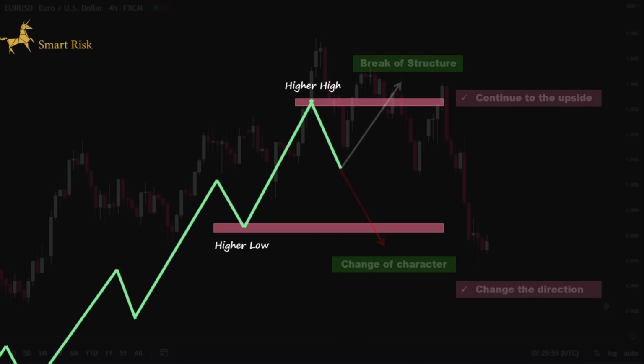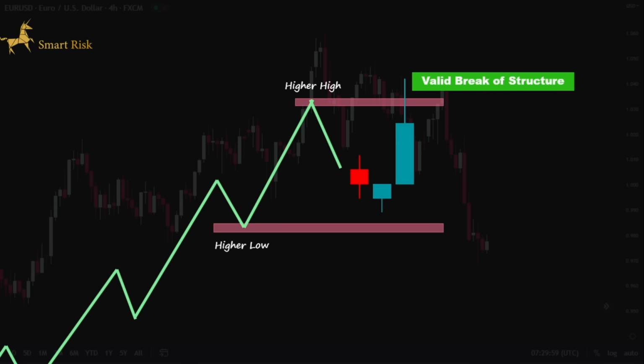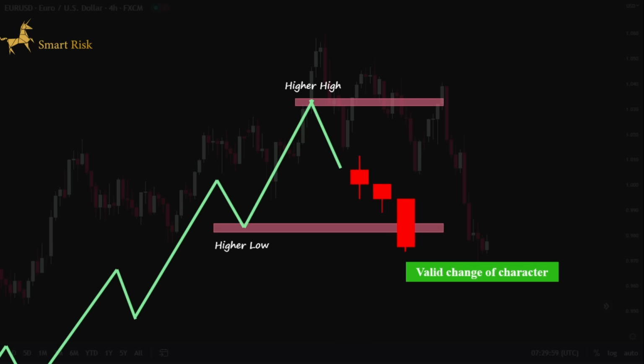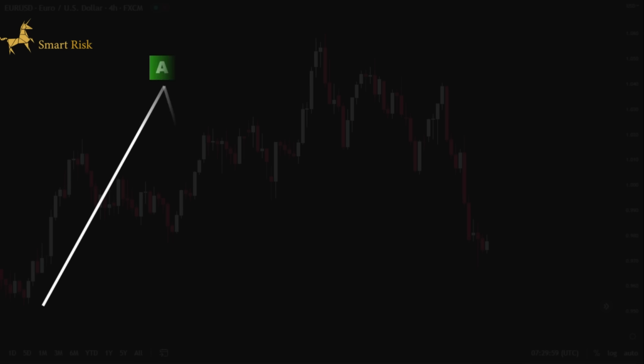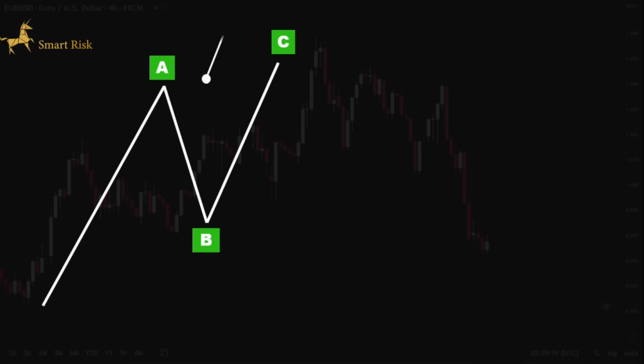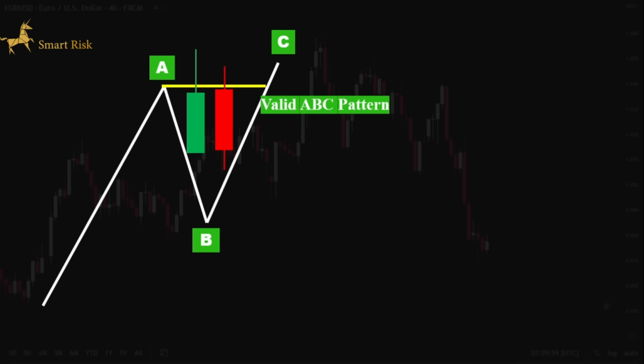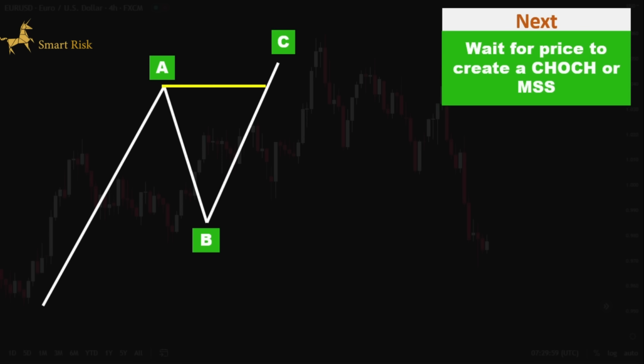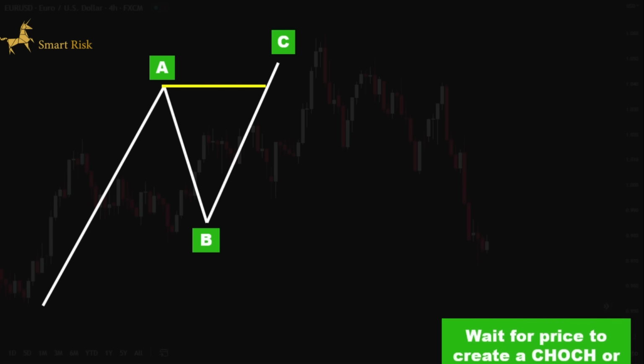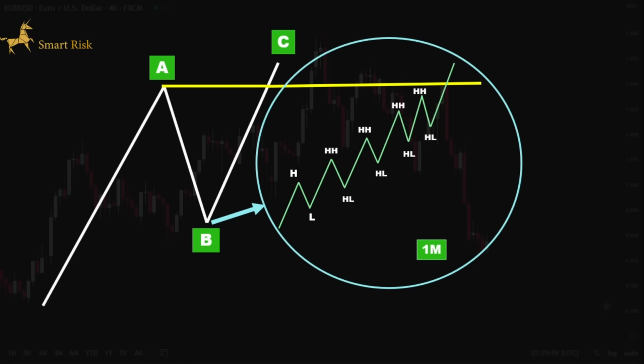The key point is that a break of structure is valid, even if a shadow breaks above the previous structure level. But for a change of character, we definitely need price to break and close a candle below the previous market structure level. Imagine we have a valid ABC pattern, that price swept the liquidity above its high by the C wave with one rejection candle, and then reversed to the downside. The next step is waiting for a change of character to appear. So for that, if we zoom into the lower time frame, for example the 1-minute time frame, we would see a structure like this. As I mentioned before, we should wait for a change of character.